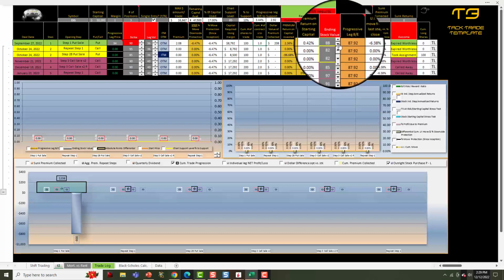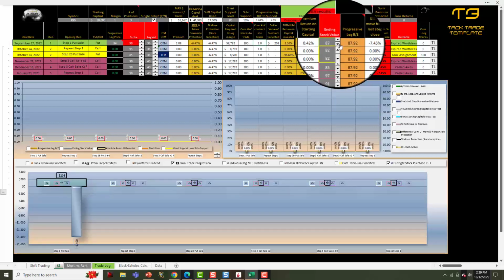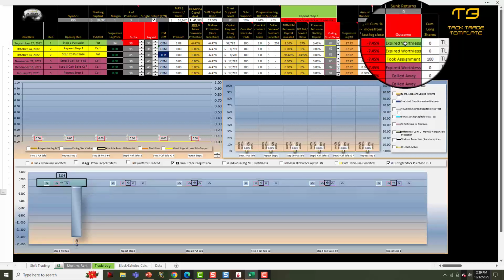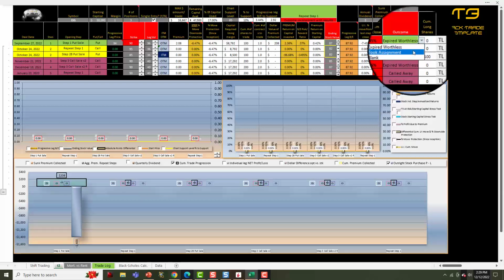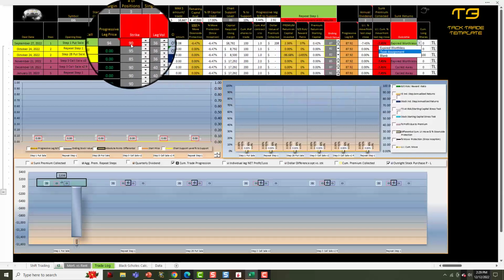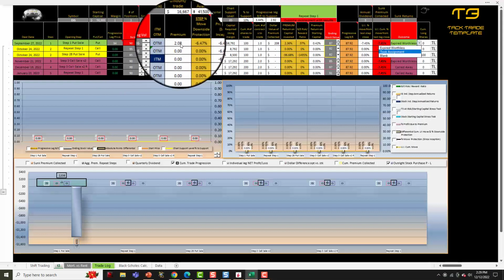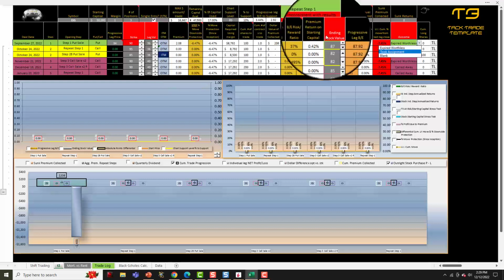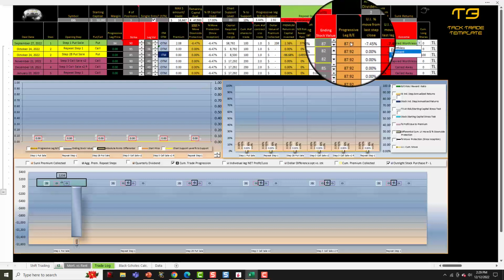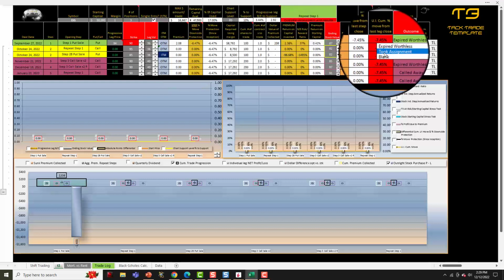Let's say it fell all the way down to 87. Now it did not expire worthless, you had to take assignment. If the shares fall below the strike price, you are obligated to buy it at $90 a share, minus your $2 credit, $2.08 to be exact. Your break even is $87.92. So let's change that to took assignment.